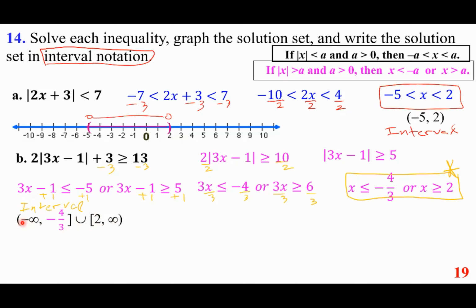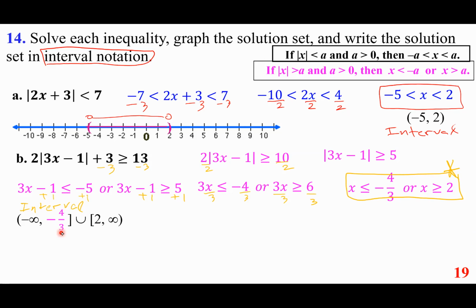Now, -infinity and infinity are concepts rather than specific numbers. Therefore, we will always use parentheses. Parentheses mean the endpoints are not included. See, the endpoints -5 and 2 were not included here. So that's -infinity and infinity. However, -4/3 as well as 2 are both included because we have the equality. So the endpoints 2 and -4/3 are included.